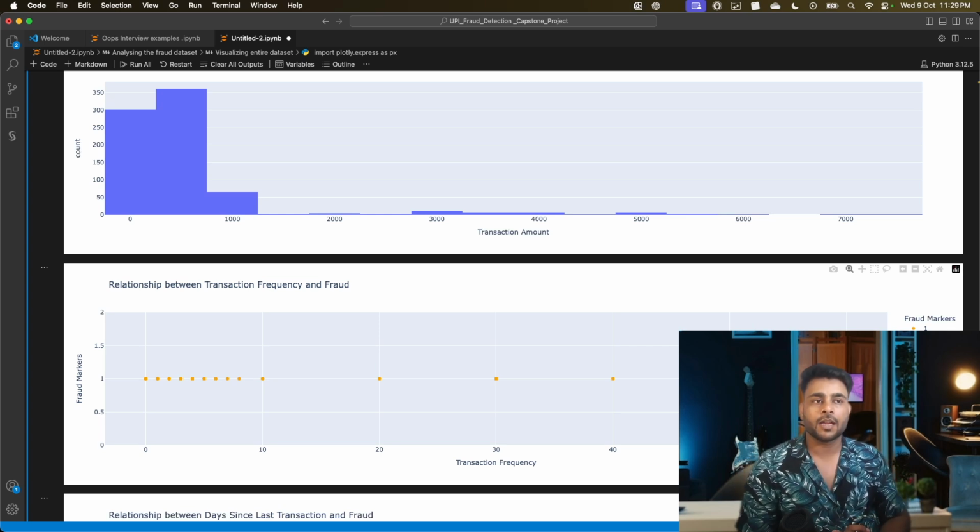That is, when people are committing fraud, they tend to make smaller but more frequent transactions. That's the more generic pattern that we have seen.